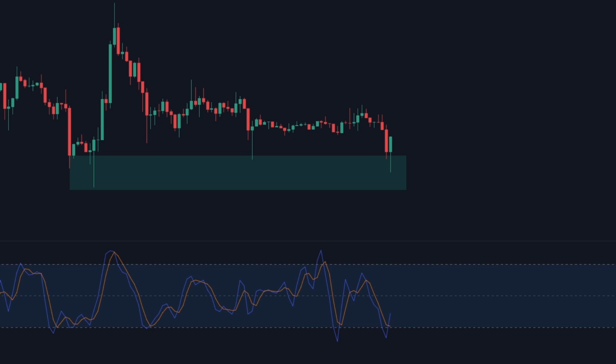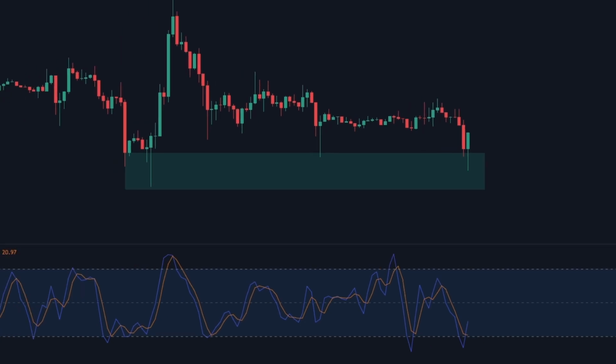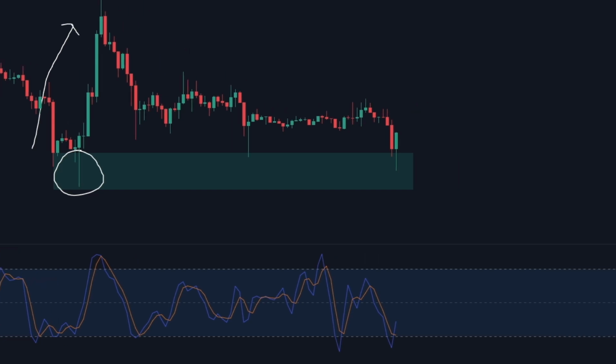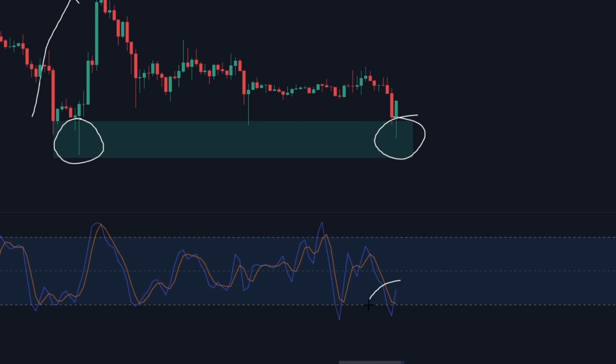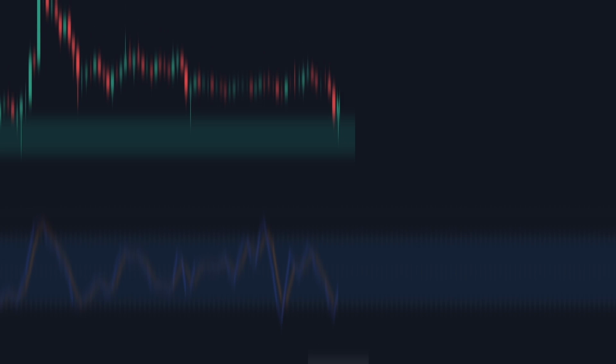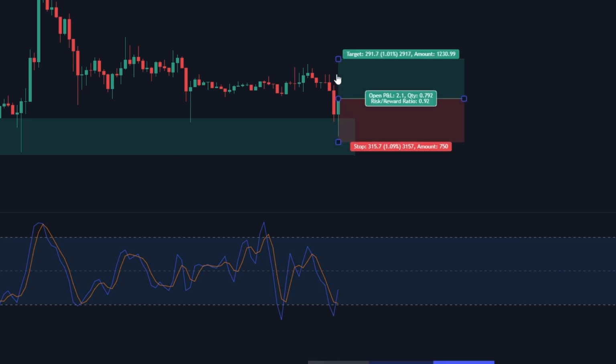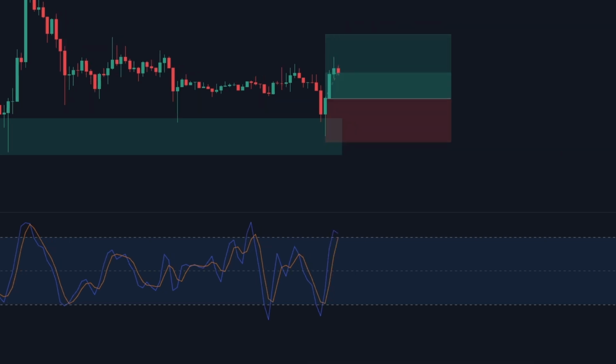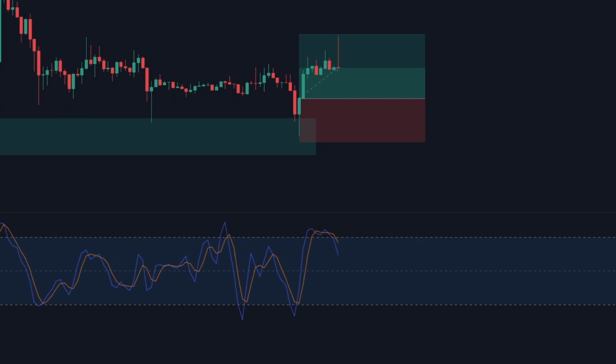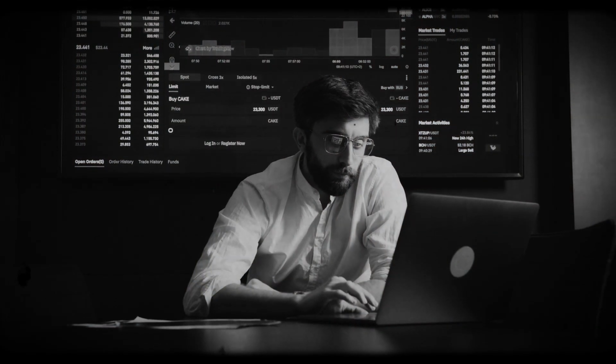Now, I'll give an example of using the stochastic indicator at support and resistance areas. This is a strong support area where previously the price bounced back strongly when it touched this level. Now the price has returned to this point. The stochastic indicator also crosses over in this condition, so now we can place a buy trade. Set the stop loss and take profit to manage your risk and potential profit. Now let's put what I've taught you into practice.